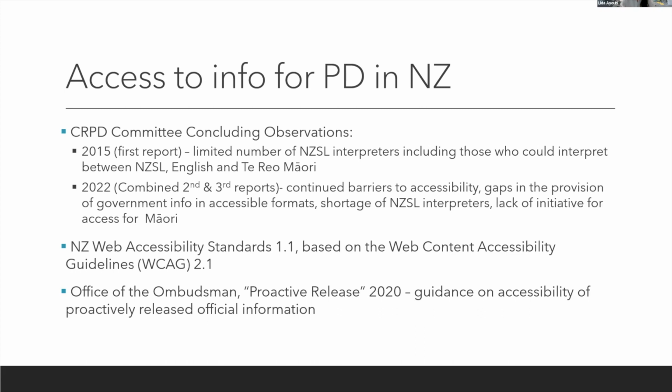Outside of the legal framework, we also have some policy initiatives, most importantly, the New Zealand Web Accessibility Standards, which was based on the global Web Content Accessibility Guidelines, which requires that all government websites that include information available to the public need to be accessible. And the Office of the Ombudsman, which is the body that has oversight over the Official Information Act and the making of official information requests, has also been gradually more active in relation to the provision of accessible information for disabled persons. For instance, in their 2020 proactive release guidelines, they talked about accessibility of information for persons with disabilities. I'll talk about the Ombudsman's office later on a little bit as well.